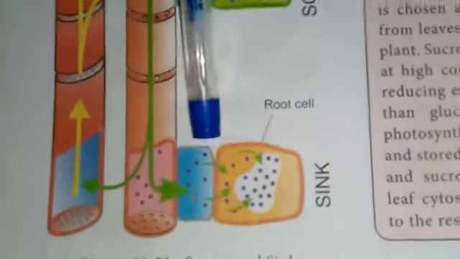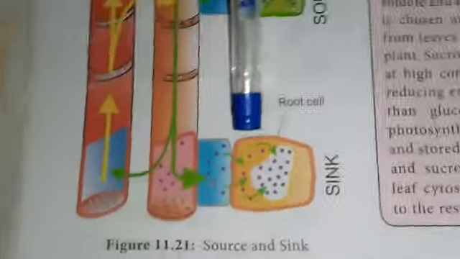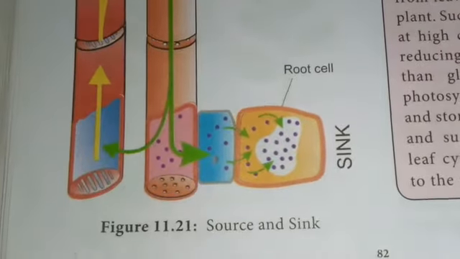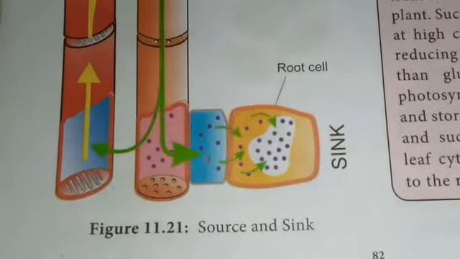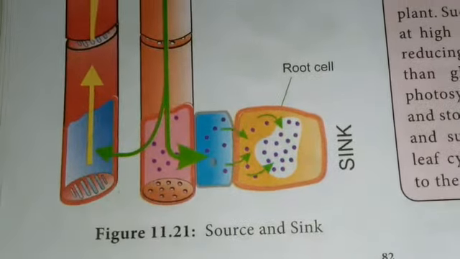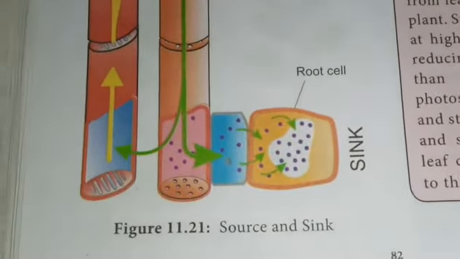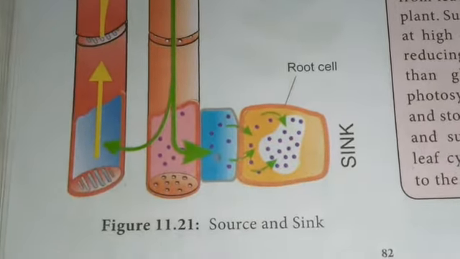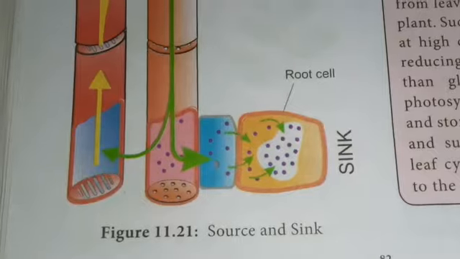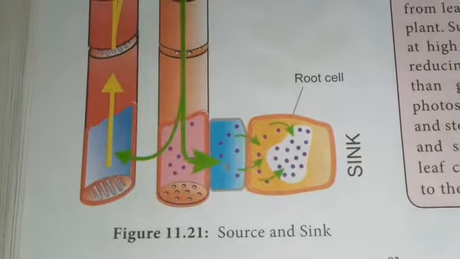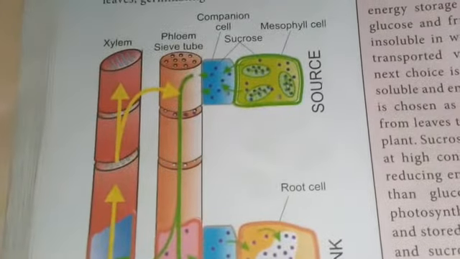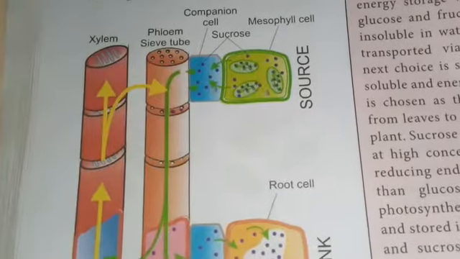Sink. The sink is defined as any plant organ which receives food, which obtains food from the source, is called a sink. Examples of a sink are roots, tubers, developing fruits, and immature leaves. The source examples are mature leaves and germinating seeds. The examples for sink are the roots, tubers, developing fruits, and immature leaves.